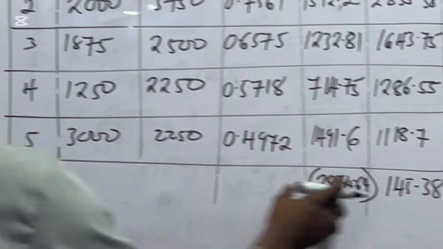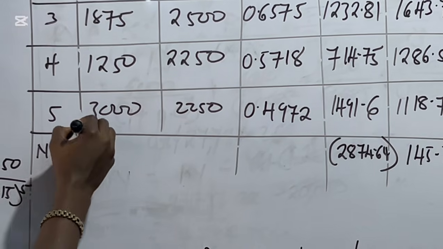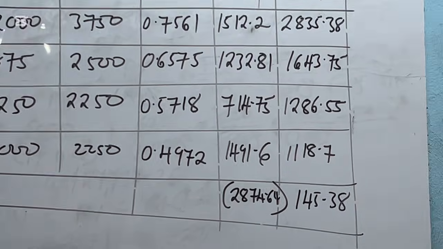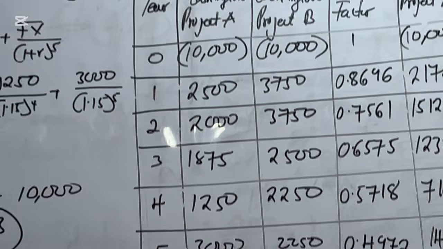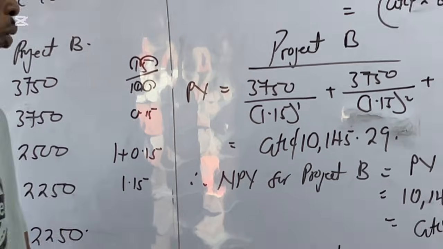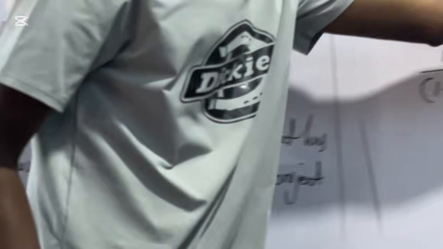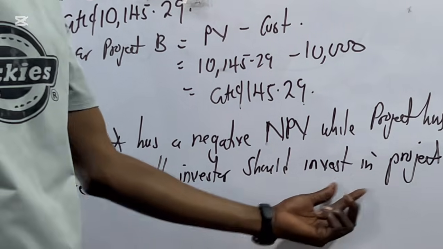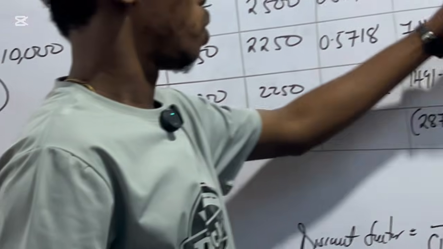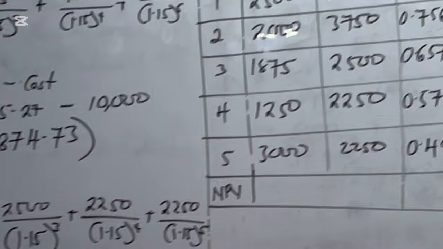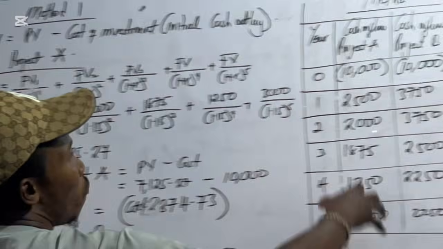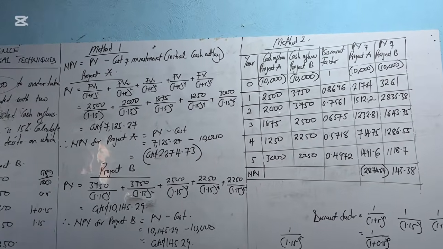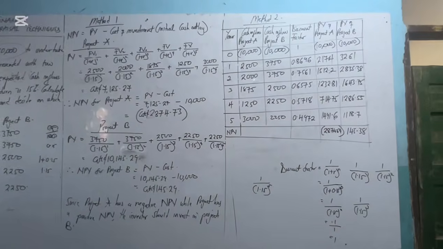So this figure we have here is what we call our net present value for project A and then project B. Since project A has a negative net present value, while project B has a positive net present value, the investor should invest in project B. So we have method 1. This is our method 1. And then we have method 2. So you can use your discretion to select any of the methods, either to use a table method or to go by this.